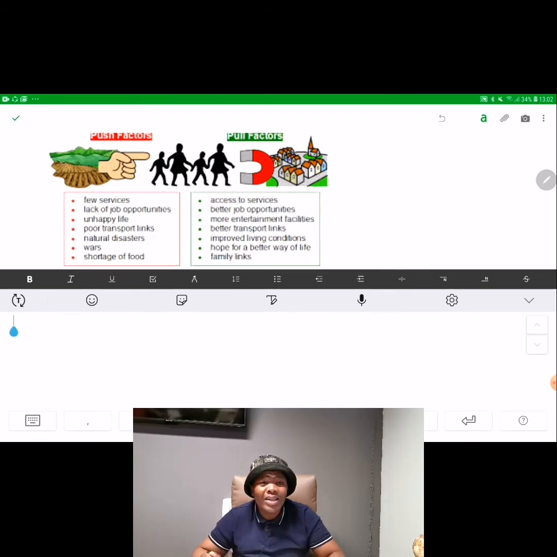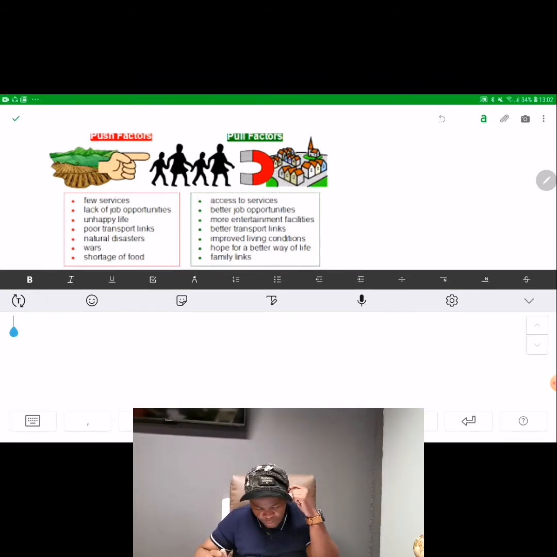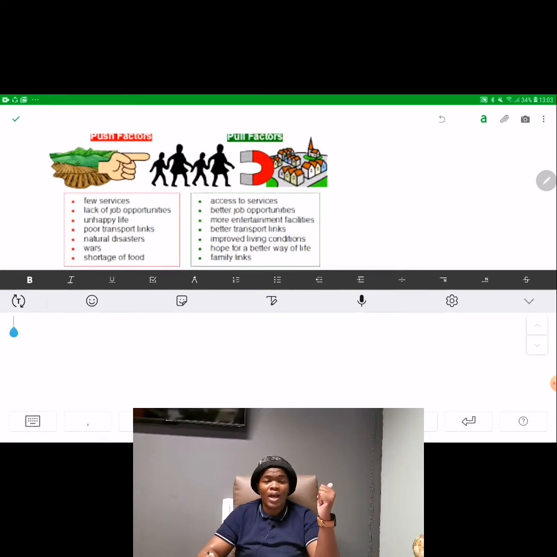Poor transport links also push people to urban areas. So do natural disasters, such as floods in rural areas, especially low-lying areas, and earthquakes and so forth. Wars also push people to move from rural areas into urban areas. And lastly, the shortage of food and poverty also push people to move from the rural areas into urban areas.